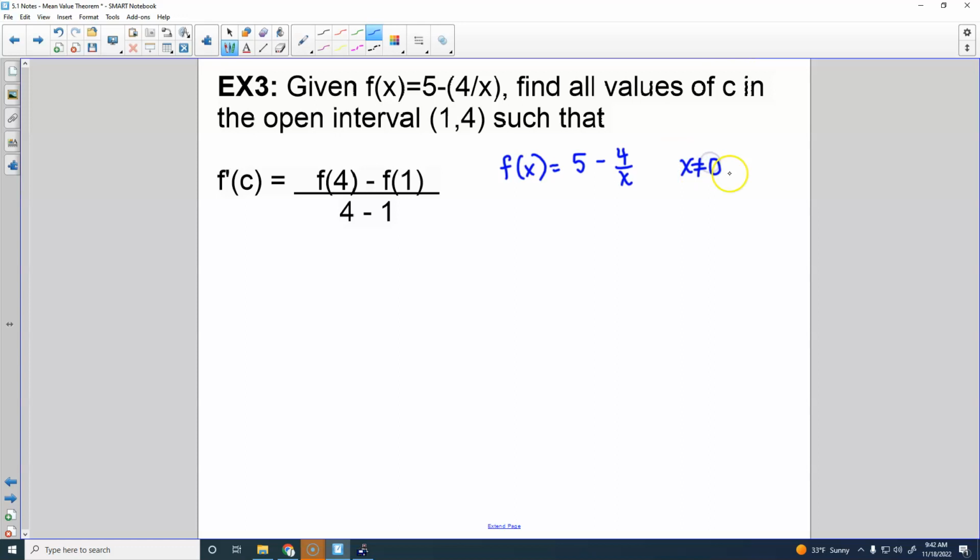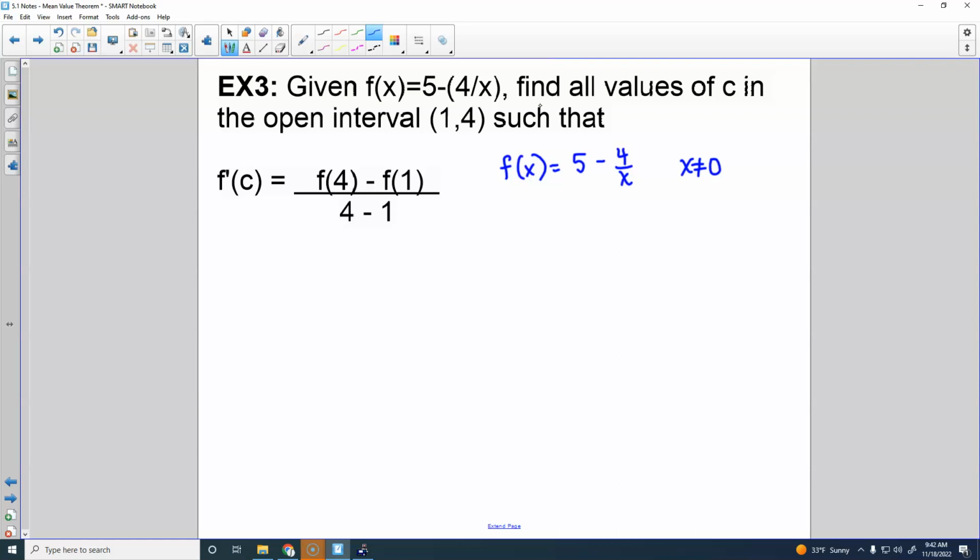Does that matter for the interval that they have given us? No, because we're only looking from 1 to 4. Now, if they had asked us from negative 2 to 4, the mean value theorem would not apply. We could not make any assumptions here. We'd have to say, you can't tell. Even with x equaling 0, you still have 5.